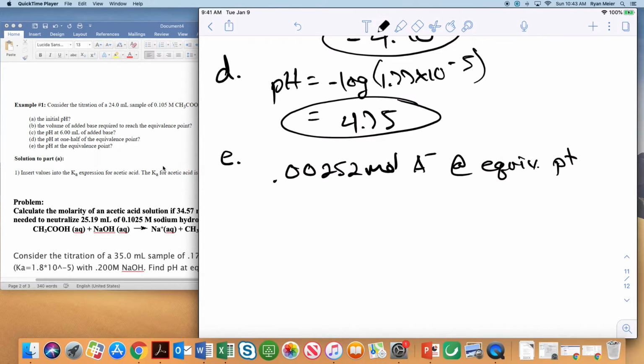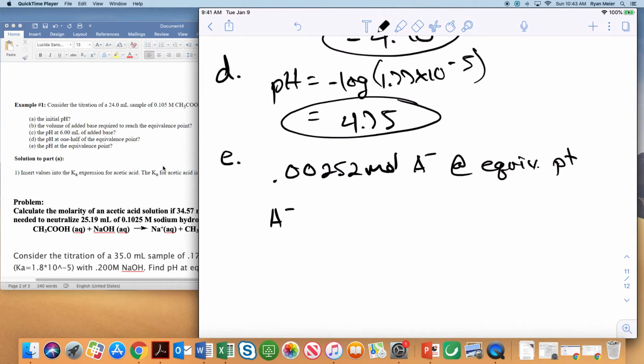Right, so how does that help me? If all I have in my solution at this point is a weak base, how do I find the pH? Well, earlier we said that if there's only a weak acid or only a weak base, that's an ICE table to find your pH. So I am going to do an ICE table, but what's my reaction?